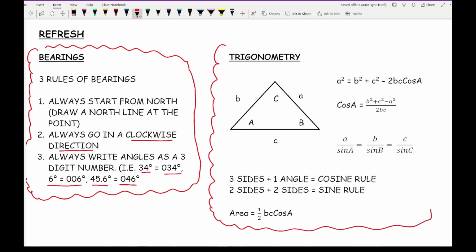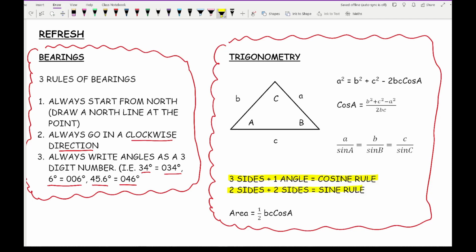So again, remember that these formulas will tend to be given to you in a GCSE exam, but it's important that you still know how to use them and also when to use them. So if you know 3 sides and 1 angle, you go for the cosine rule. And if you know 2 sides and 2 angles, you use the sine rule, where one of those sides or angles is x.